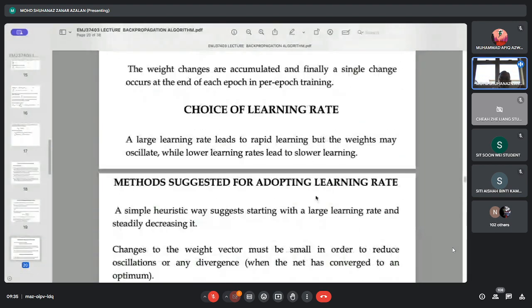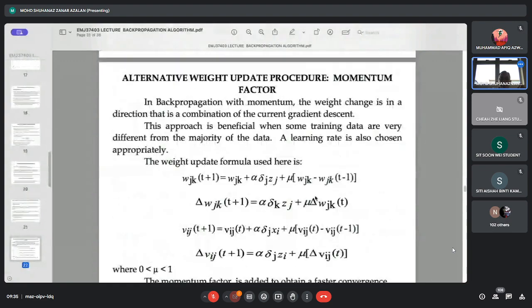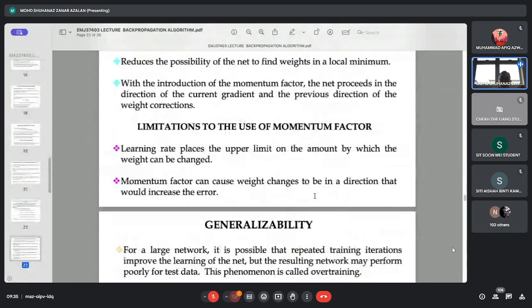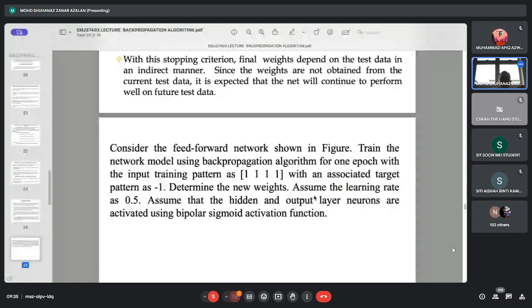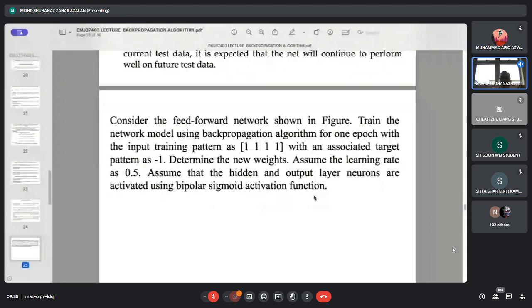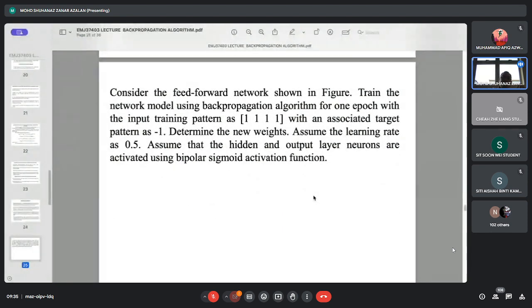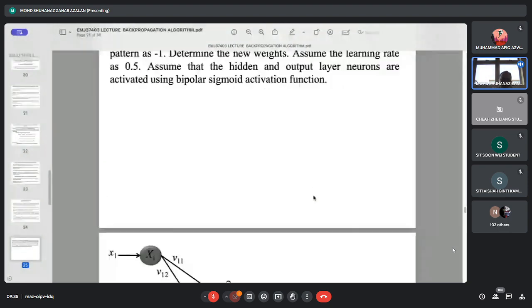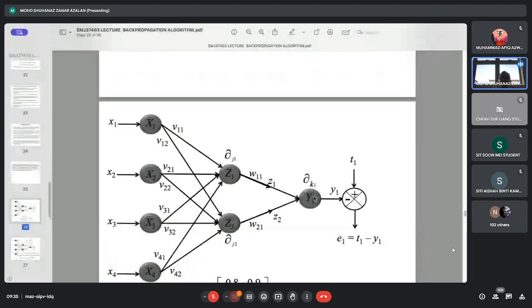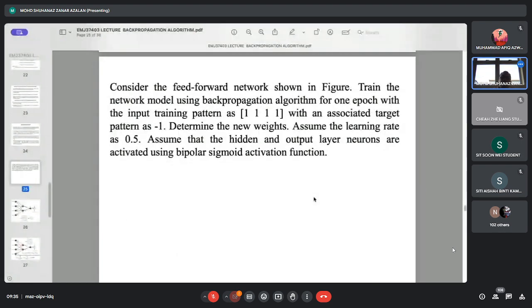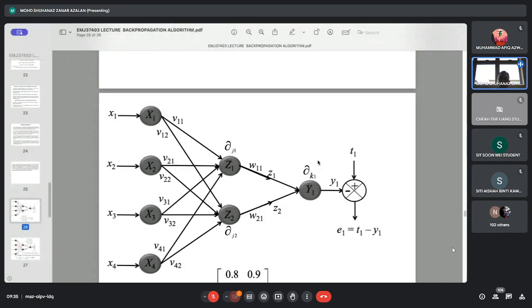So I want to show you the example on how we update the weightage of this type of network. Okay, so this is the example here. Consider the feed-forward network shown in the figure. So this is the feed-forward network here.